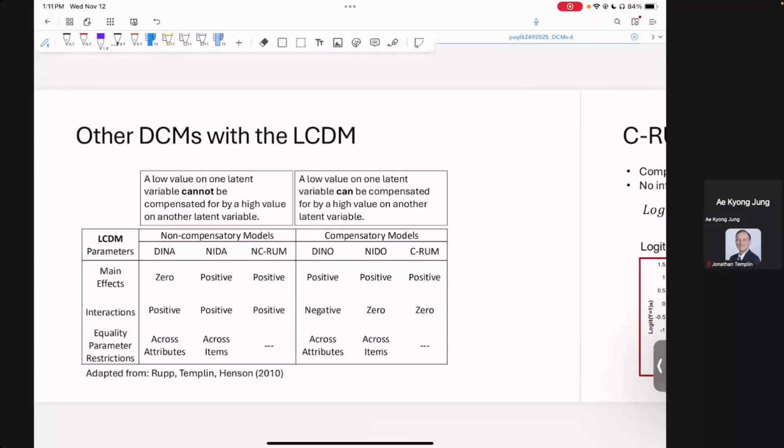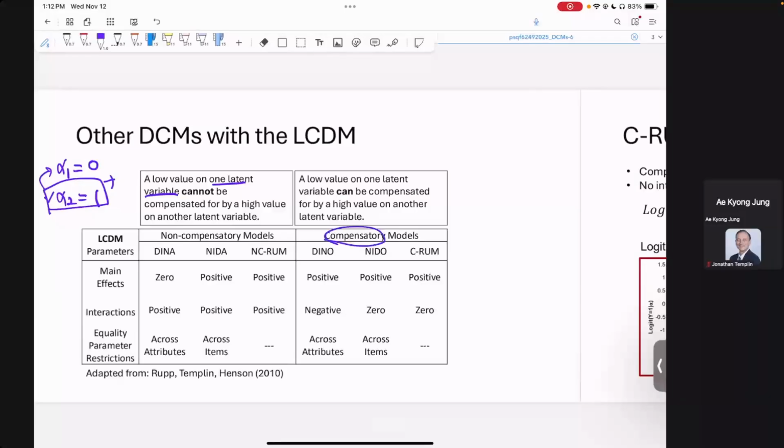Non-compensatory model means a low value on one attribute, one latent variable, cannot be compensated for by a high value on another latent variable. It means if attribute 1 equals 0, it cannot be compensated by a high value of another latent trait. Even if we mastered the second attribute, it does not contribute to an increase in the logit or probability, because it cannot compensate for the lack of attribute 1.